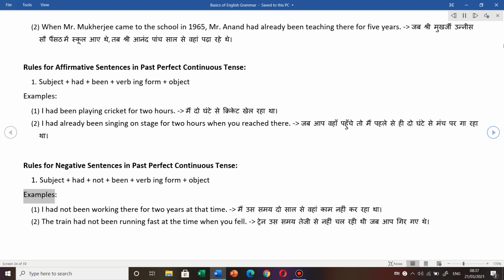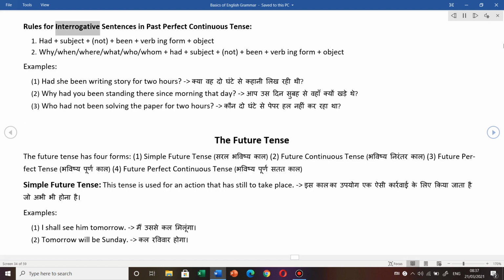Examples. I had not been working there for 2 years at that time. The train had not been running fast at the time when you fell. Rules for interrogative sentences in past perfect continuous tense.